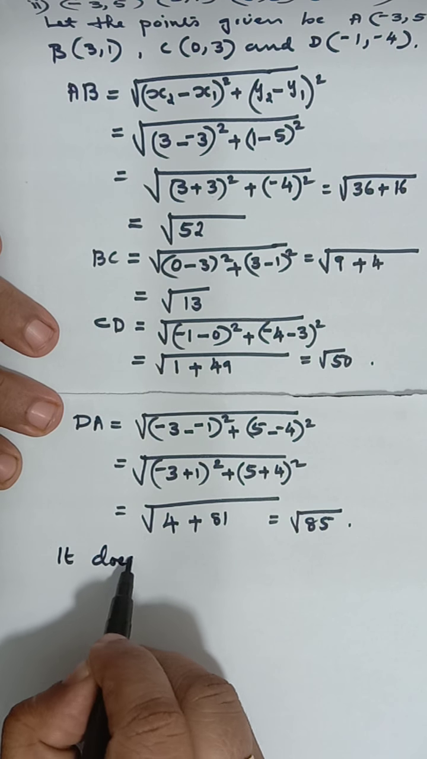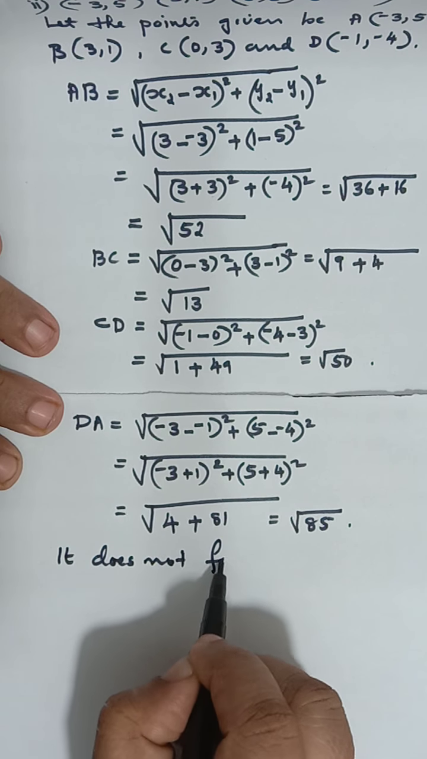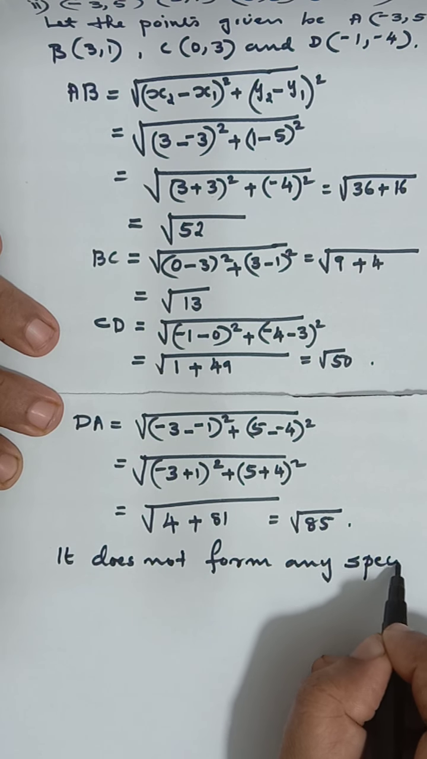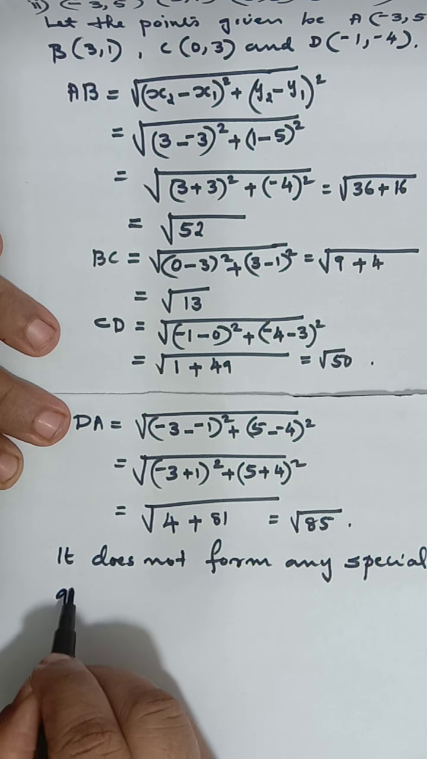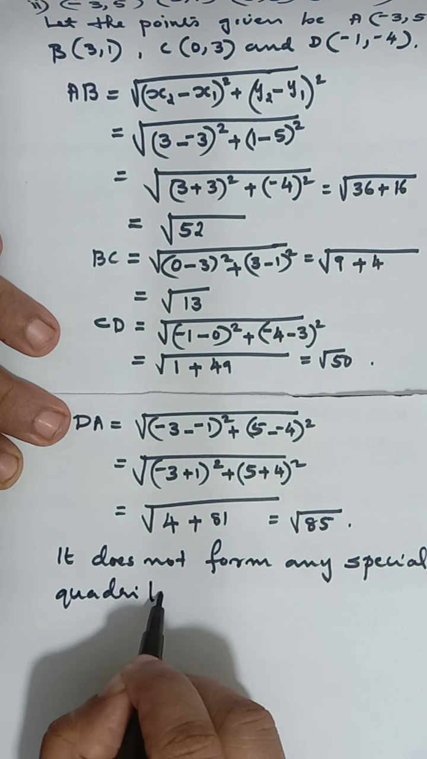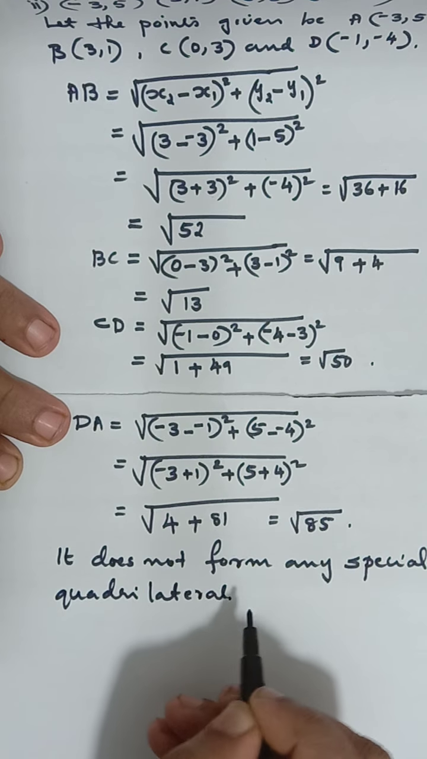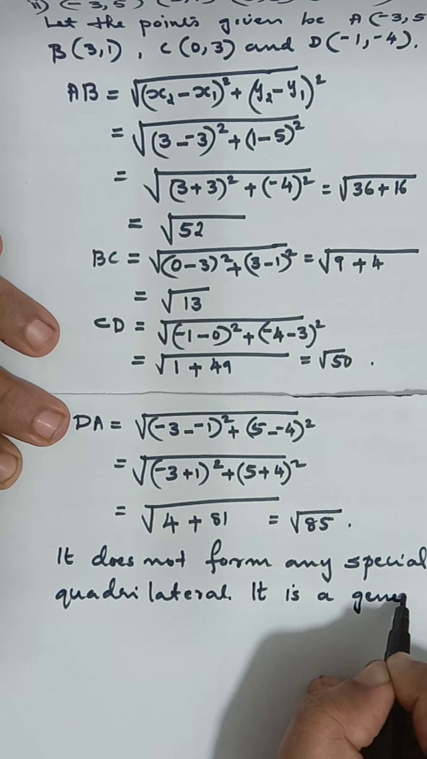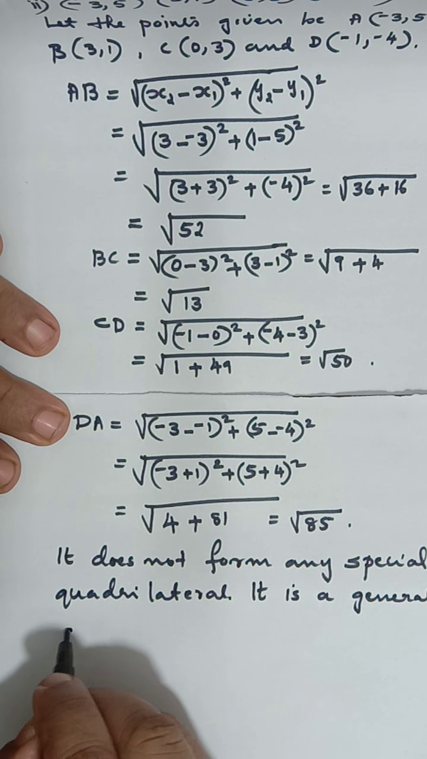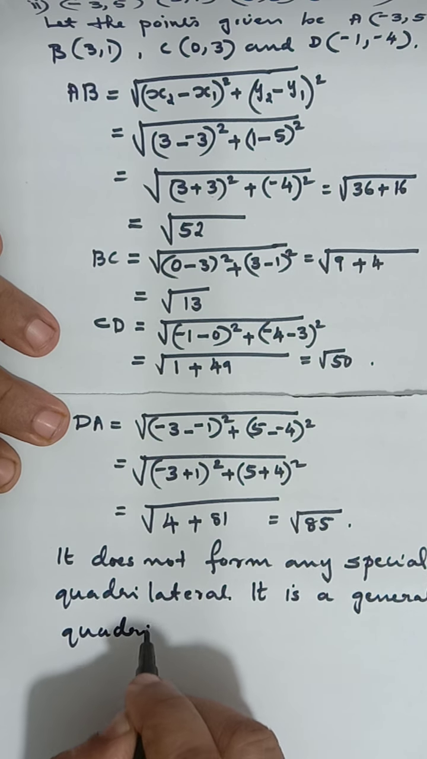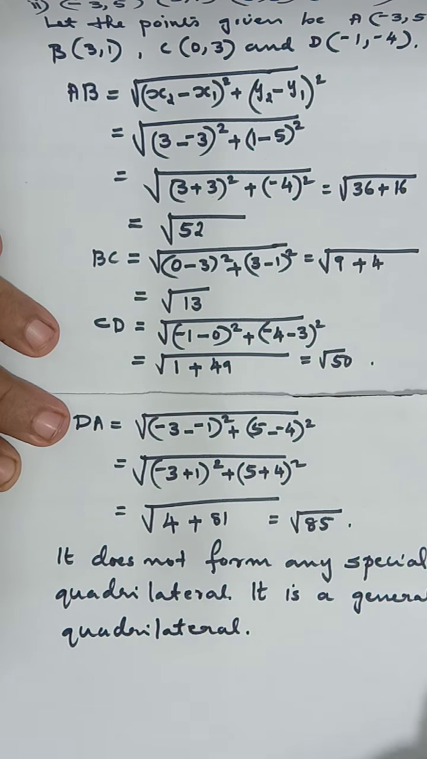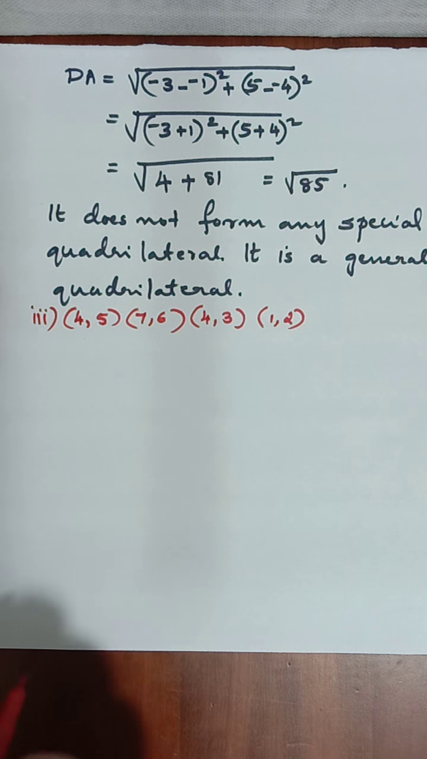It does not form any special quadrilateral. It is a general quadrilateral we can say. It's a general quadrilateral. So there is no specialty, sides are not equal. So what to say? Let us see the next question.